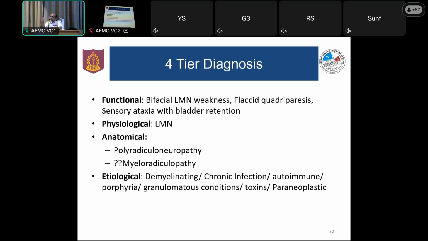So they are either viral infections, the common one being HIV. It can be leprosy also from the bacteria. It can rarely be Lyme. In the West, they would talk about Lyme. In India, we don't talk about Lyme as much, but Lyme is also a possibility. Then GBS, CIDP, sarcoid. These are other non-infectious or parainfectious possibilities that you should consider in a bifacial lower motor neuron weakness.